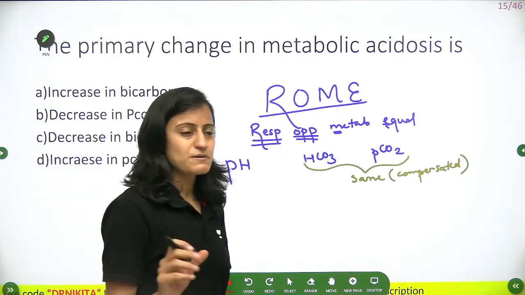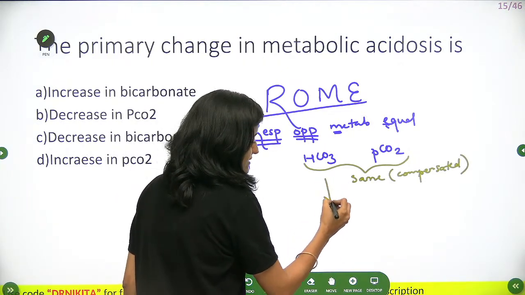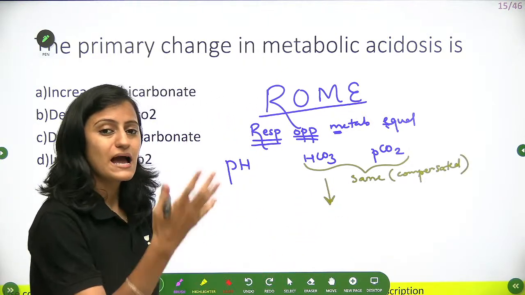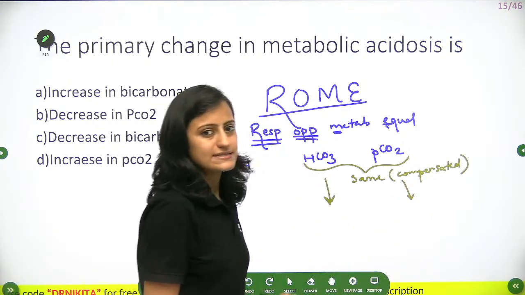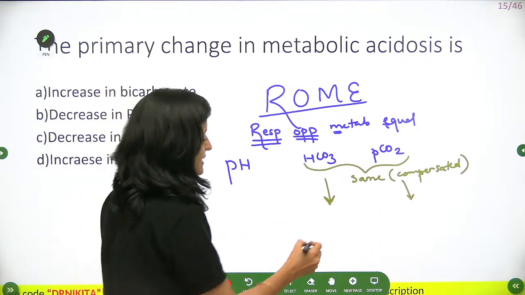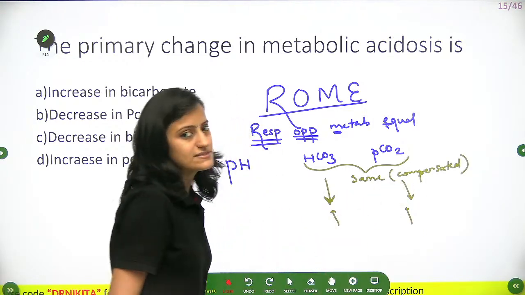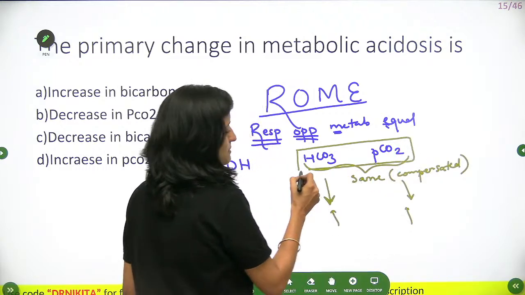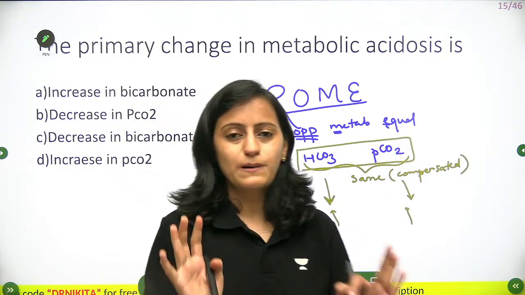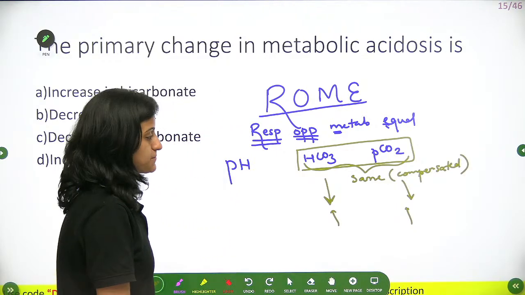For example, if I tell you that in an acid-base disorder the bicarbonate is decreasing, what will happen to the PCO2? The PCO2 will also decrease as a compensation. So remember, if this increases, this also increases. If this decreases, this also decreases. Your PCO2 and bicarbonate go together. Both increase and both decrease together.